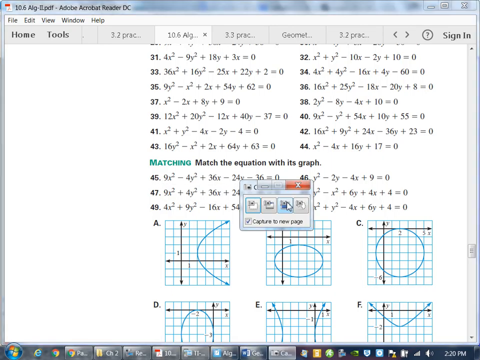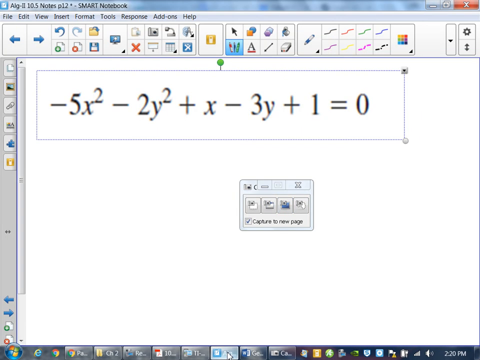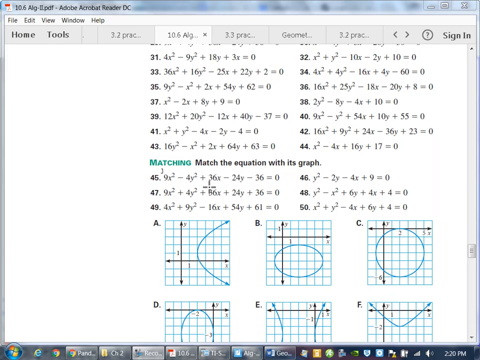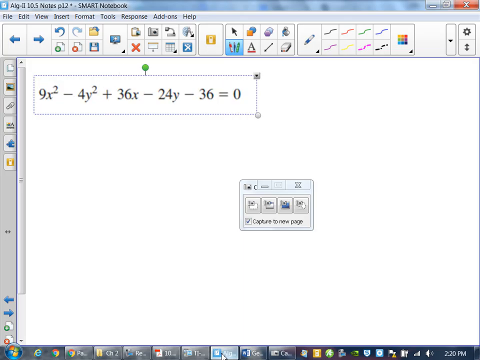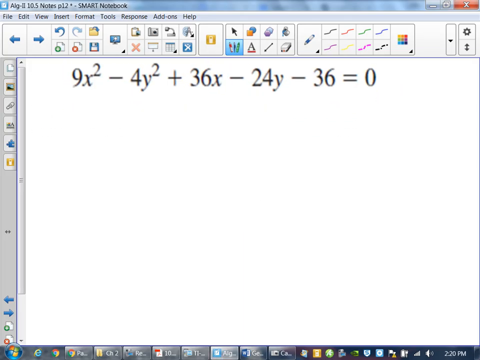What we're working towards is that I want us to be able to take this, and what we're going to do is graph and label everything. When it's graph and label everything, it means center, vertex, co-vertex, foci, asymptotes if needed, things like that.